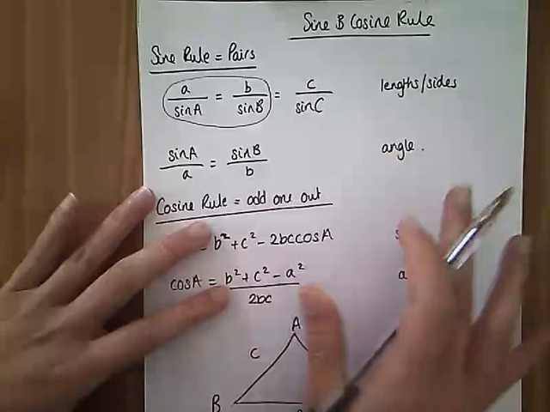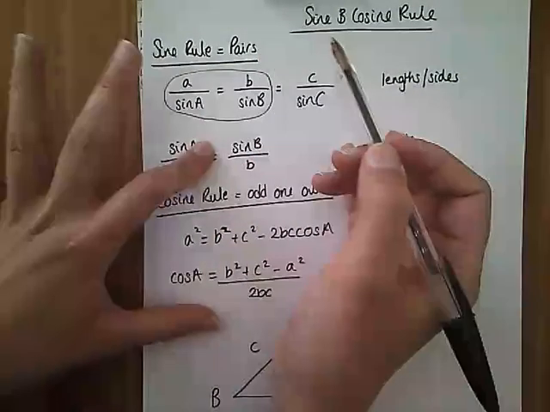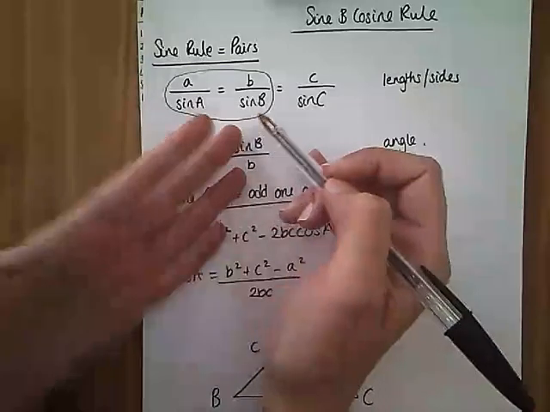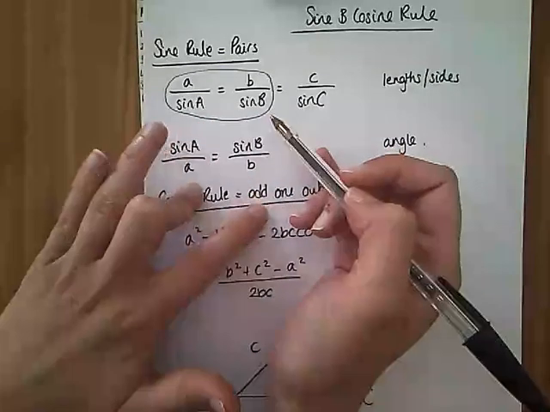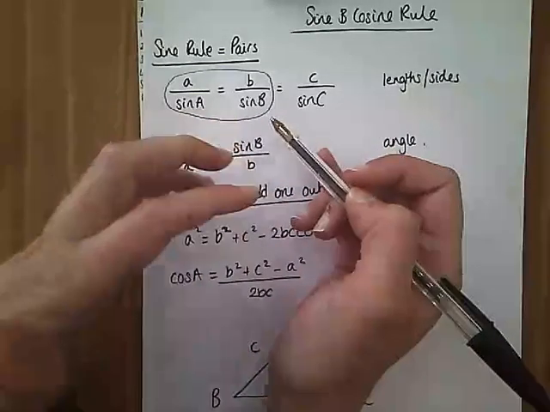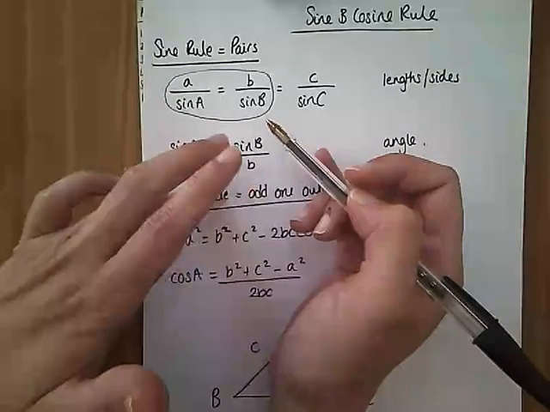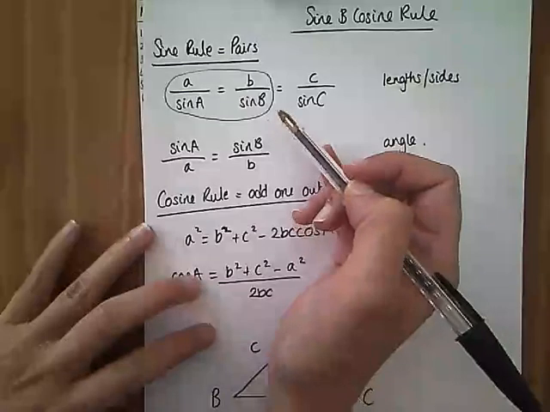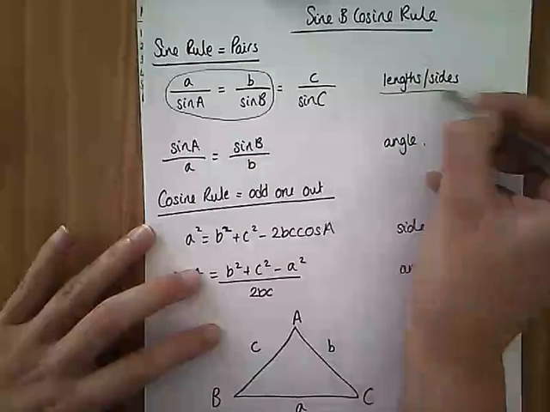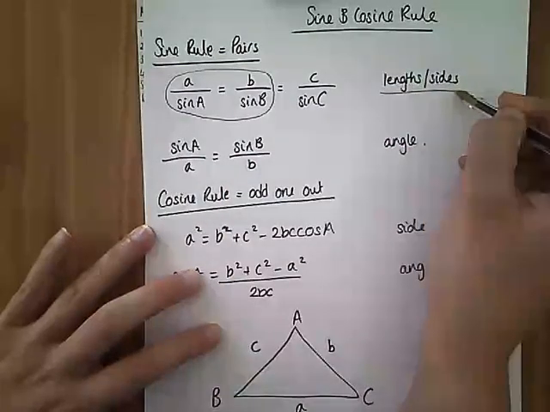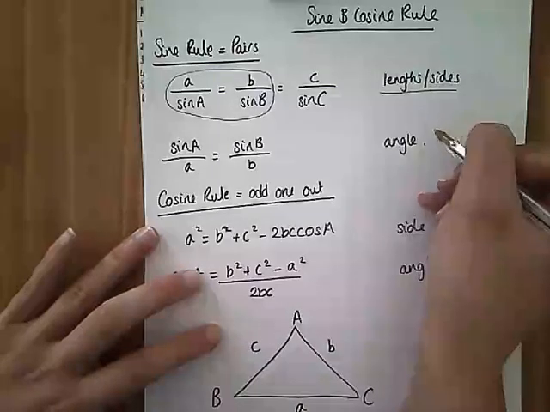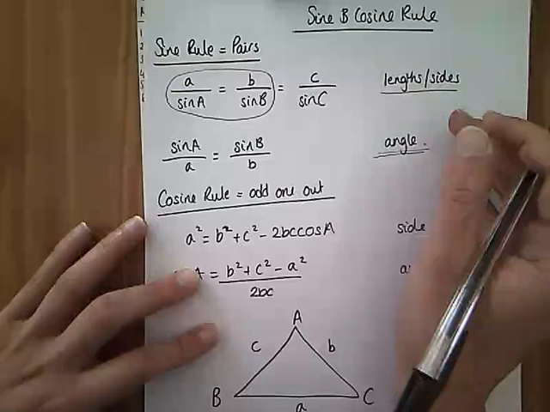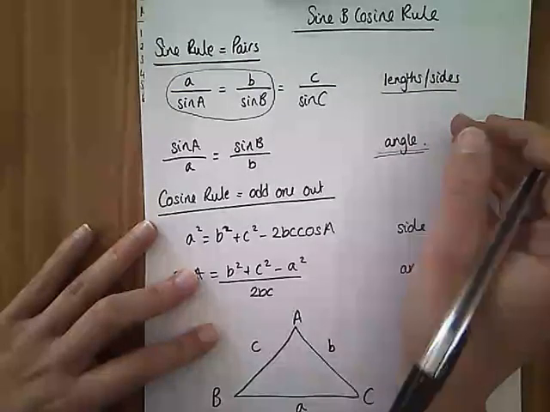Okay, so the sine rule, when you have a pair of angles and a pair of sides and you're trying to find one of those missing things. So you've got one side and you're trying to find another side, and then you've got two angles, or if you've got one angle, you're trying to find the other angle and you've got two sides. Okay, this way up if you're trying to find a length or a side, which is the same thing, and this way up if you're trying to find an angle.